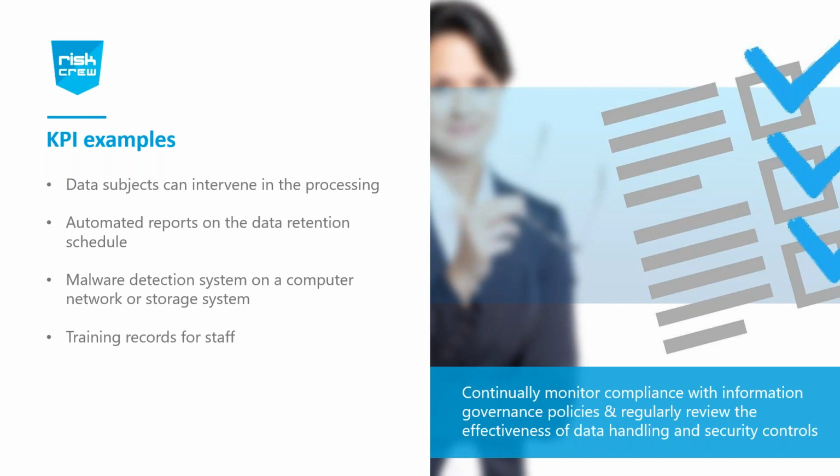Now, here we have some example KPIs, key performance indicators. The first point is important, as it is in the second paragraph of Article 25. Data subjects can intervene in the processing. Now, what that means is, can you handle a subject access request to put a restriction on processing? It could well be to limit access if you intended to share that information with a whole host of other third parties. Maybe the data subject objects to that and wants to put a restriction on it. Can your organization cope with that type of request?